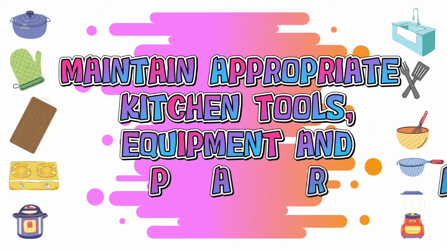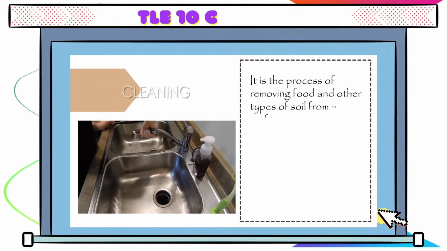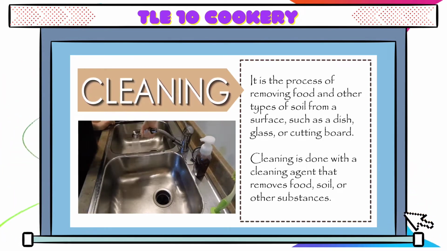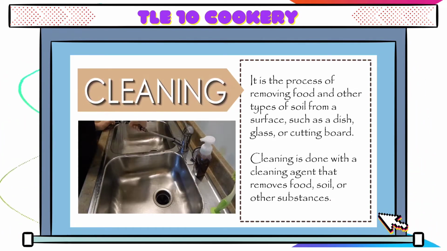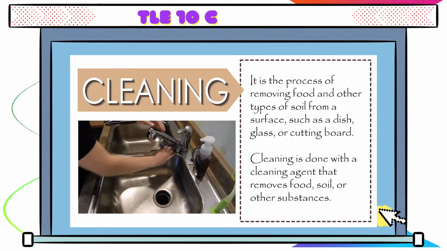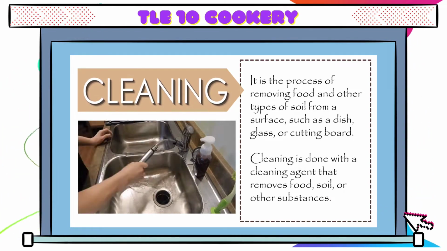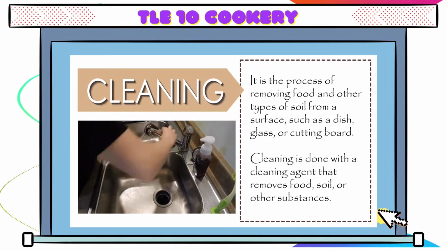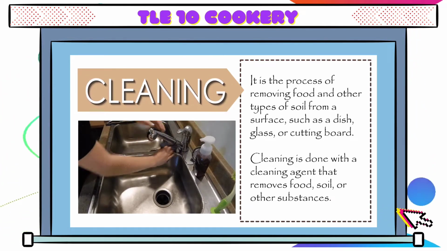Our topic for today is maintain appropriate kitchen tools, equipment and paraphernalia. Cleaning. It is the process of removing food and other types of soil from a surface, such as a dish, glass, or cutting board. Cleaning is done with a cleaning agent that removes food, soil, or other substances. The kitchen should be given particular attention on the cleanliness to avoid food contact surfaces as they may become the source of foodborne illnesses.